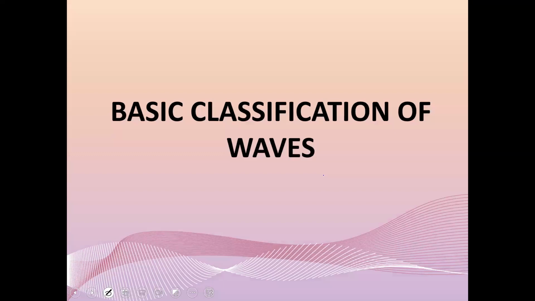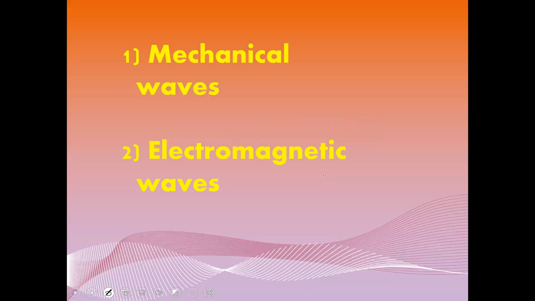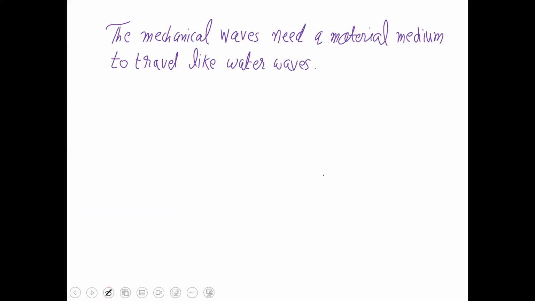The basic classification of waves: there are two types of waves. One is called mechanical and the second is called electromagnetic. Now, mechanical waves are those which need a material medium to travel on, and they cannot travel without a material medium, like water waves cannot travel without water.